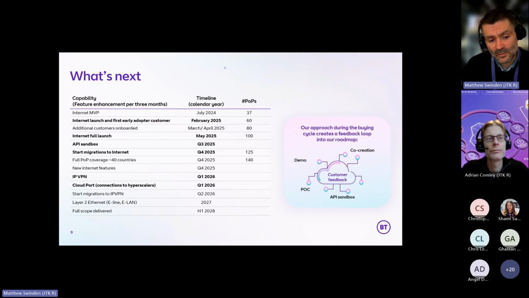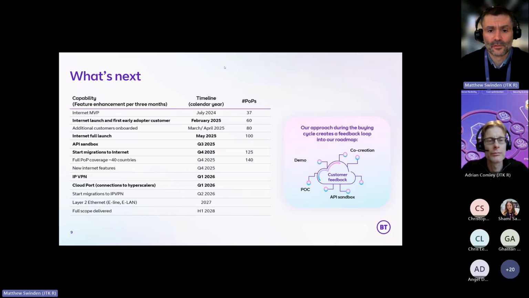We then start migrating to IPVPN from Q2 onwards before we add in Ethernet, which will be both an E-line and ELAN capability, ELAN being at the metro level, to increase the level of integration, particularly around cross connects in metros. And then in Q1 2028 is when we will be looking to have the full scope delivered.